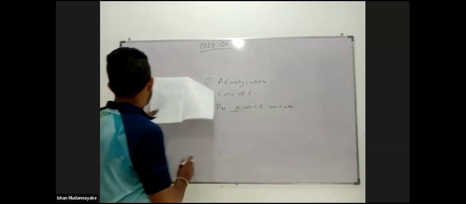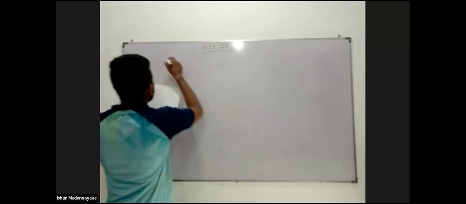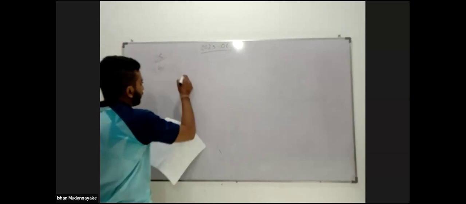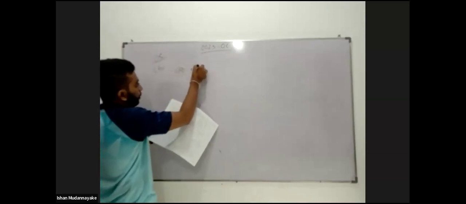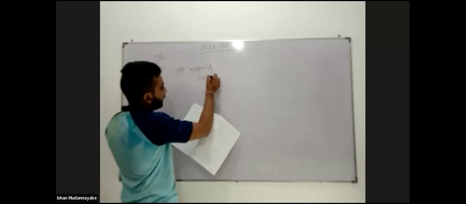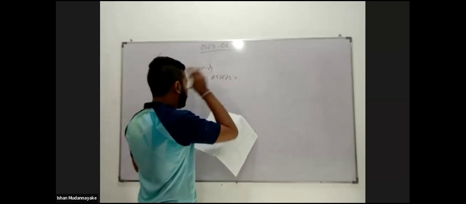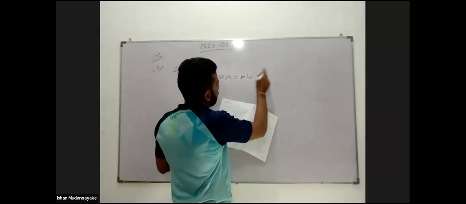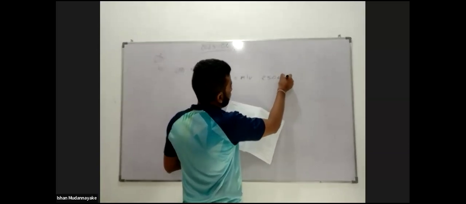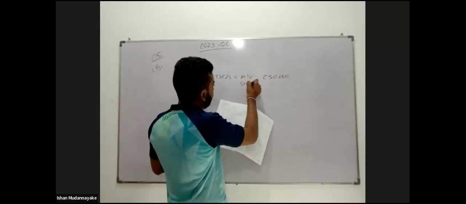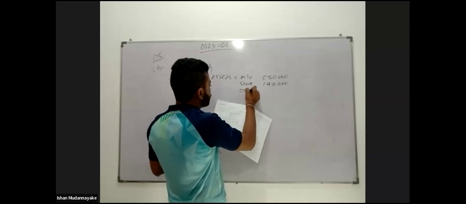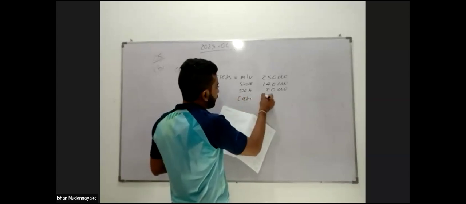Answer for part B, question number 5. How to calculate opening equity? Opening assets minus opening liabilities. Opening assets: motor vehicle 250,000, opening stock 140,000, opening debtors 20,000, opening cash balance 100,000.